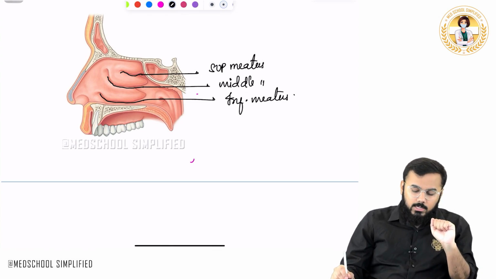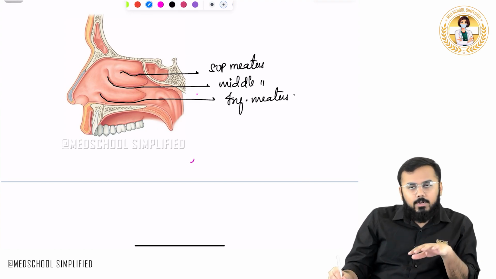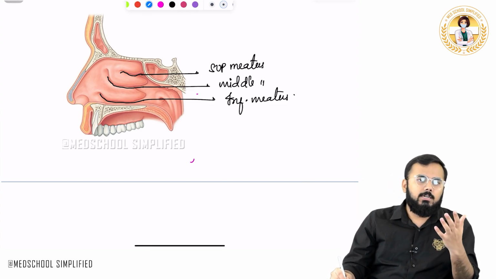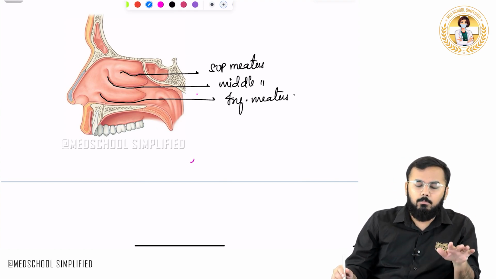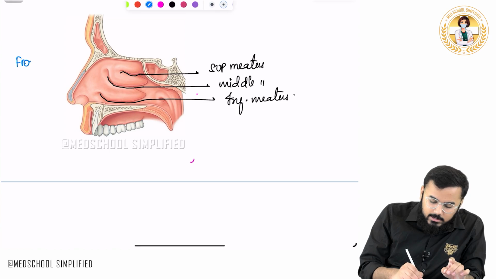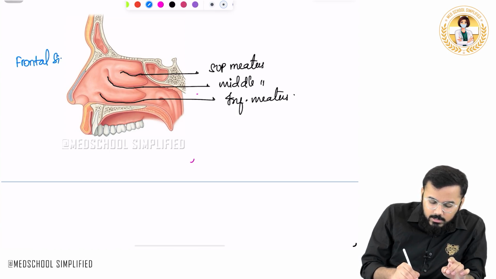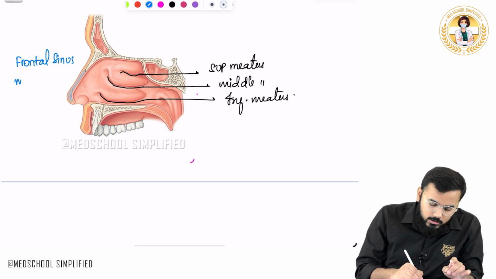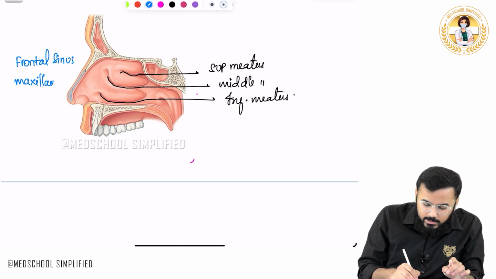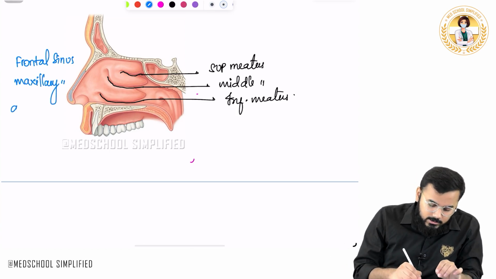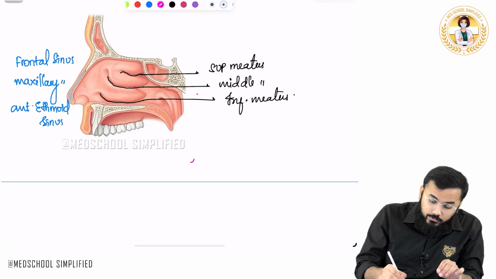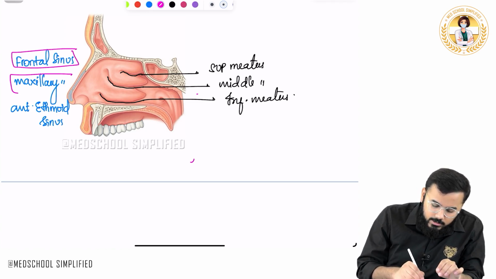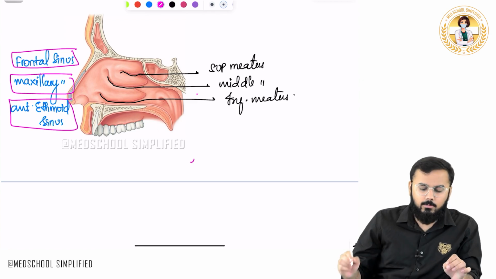Now, regarding the paranasal sinuses, we have discussed in detail. Before you watch this video, I want you to watch the paranasal sinuses video so that you will understand completely. We discussed that in paranasal sinuses, there is a frontal sinus, a maxillary sinus, and an anterior ethmoid sinus. So we discussed three important sinuses: frontal, maxillary, and anterior ethmoid.